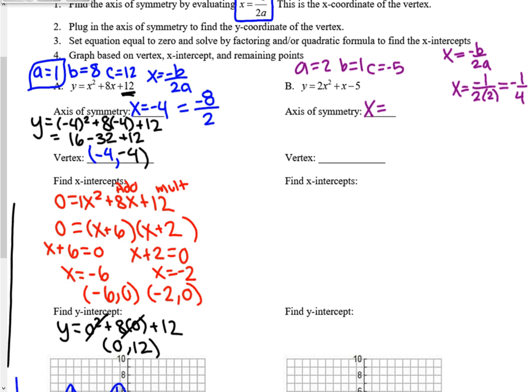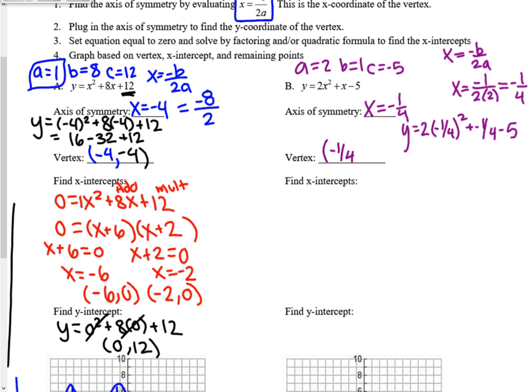So remember, axis of symmetry, always write that as an equation, so x equals negative 1/4. That will also always tell me the x value of my vertex. To find the y value then, we're going to plug negative 1/4 into our equation. So I have y equals 2 times negative 1/4 squared plus negative 1/4 minus 5. You can plug that into your calculator exactly how it looks. Just make sure that negative 1/4 is inside the parentheses with the squared on the outside.